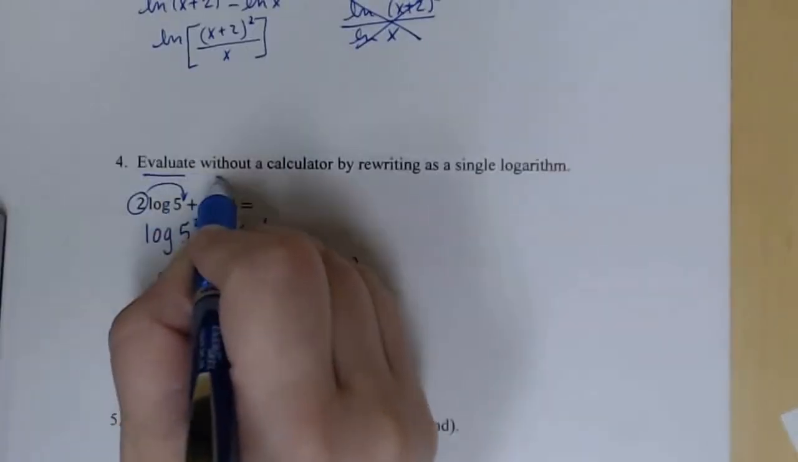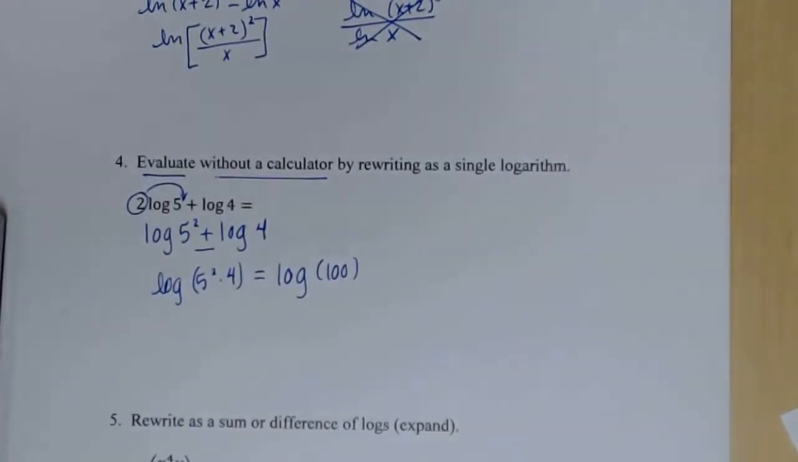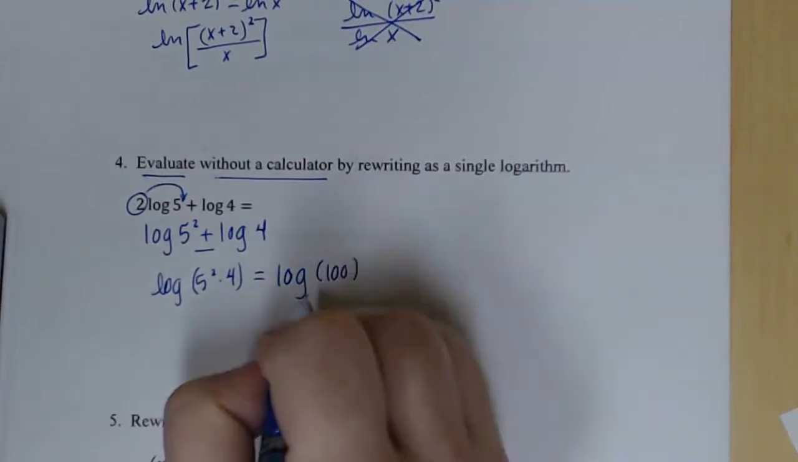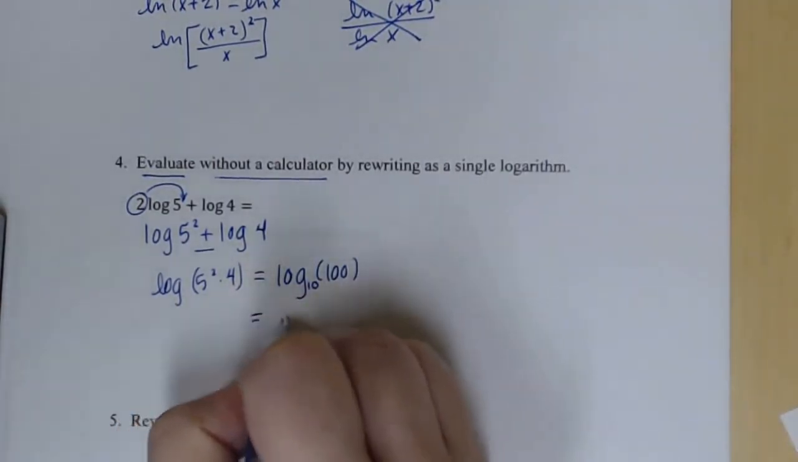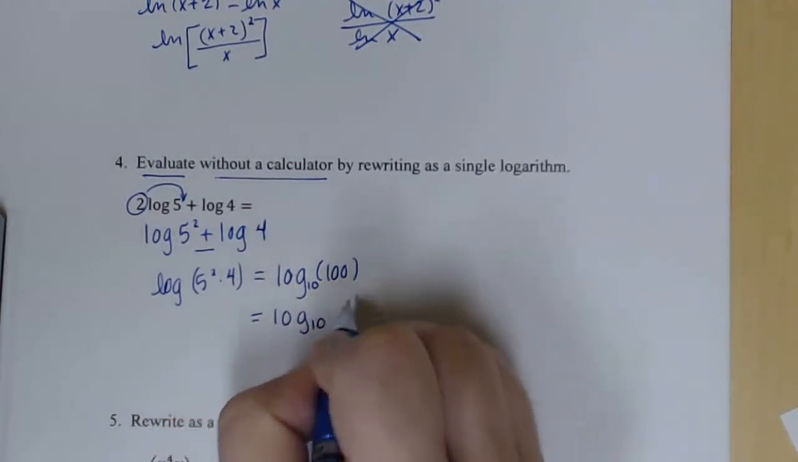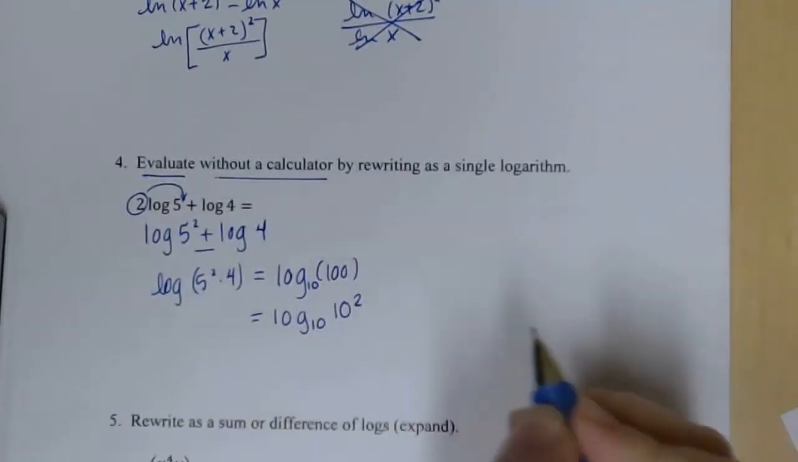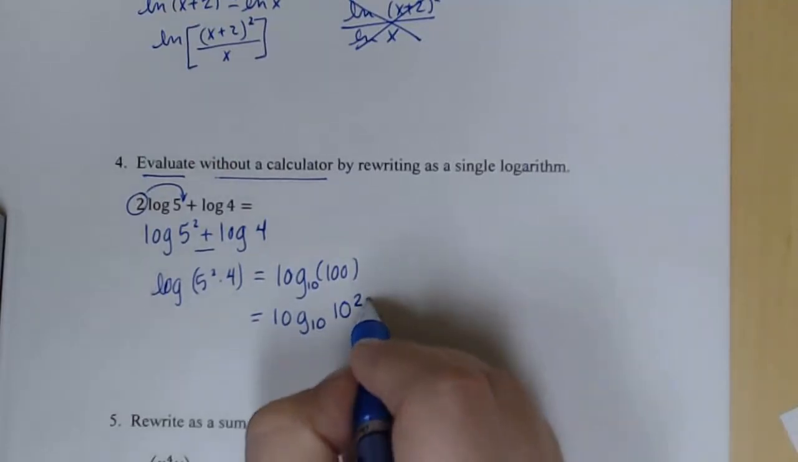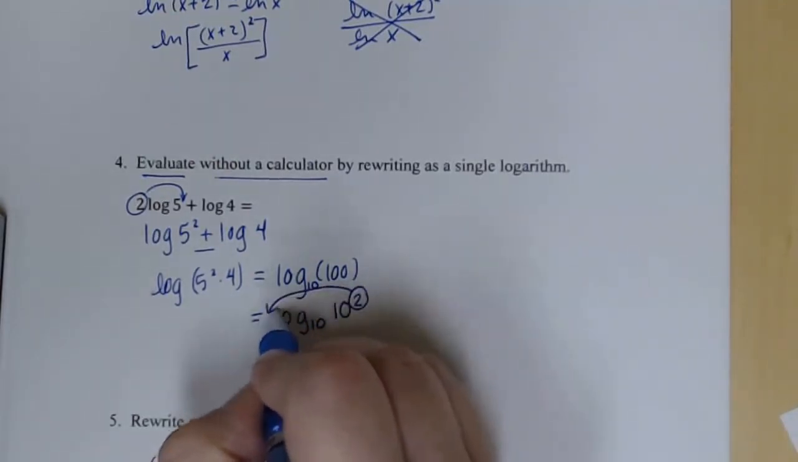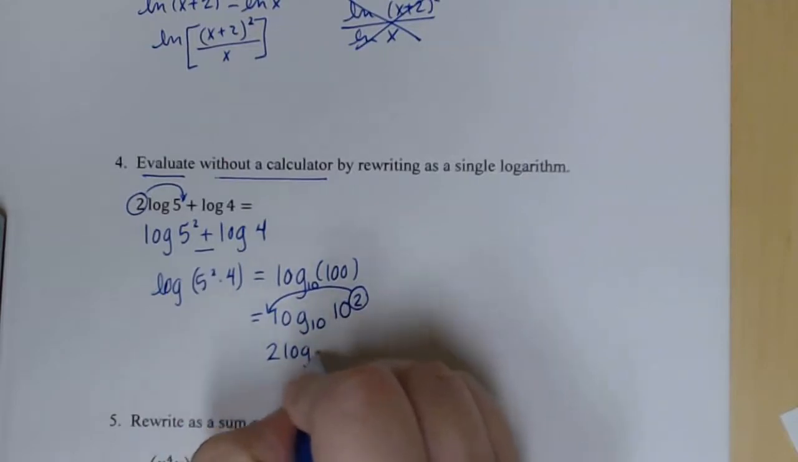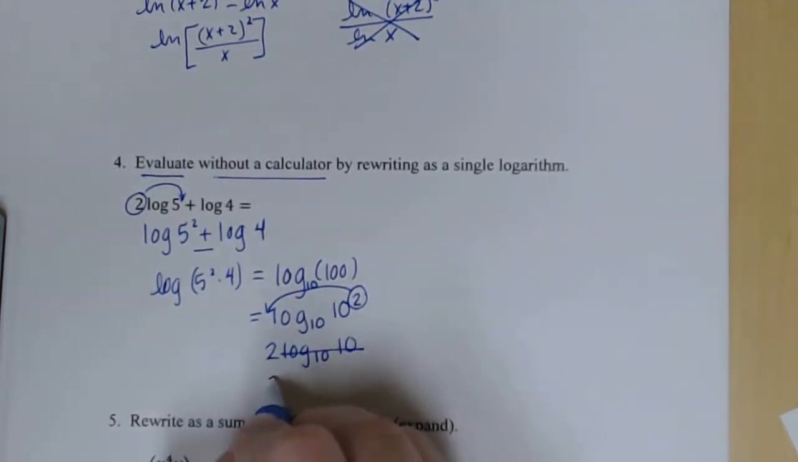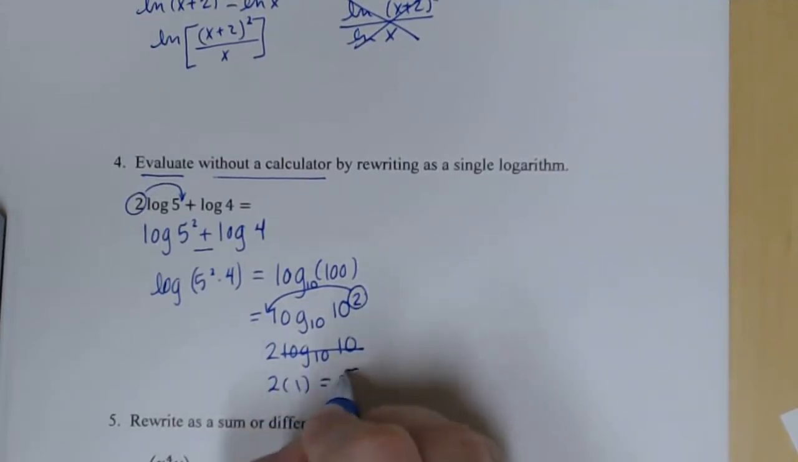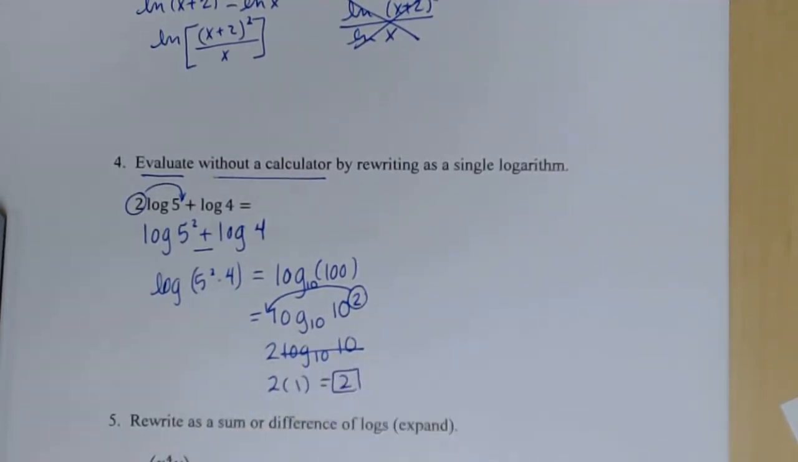Now it said to evaluate without a calculator, so I need to do more. I need to consider what I learned in previous sections. When it doesn't have a base, it's an assumed base 10. So let's see if we can work with that. So that would be log of base 10 of, instead of 100, say 10 squared. Okay, little steps. So I could bring that 2 out front. And by our inverse property, that's a 1. So that's 2 times 1. So that just gives me 2.